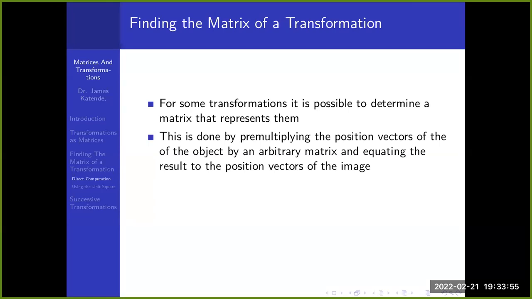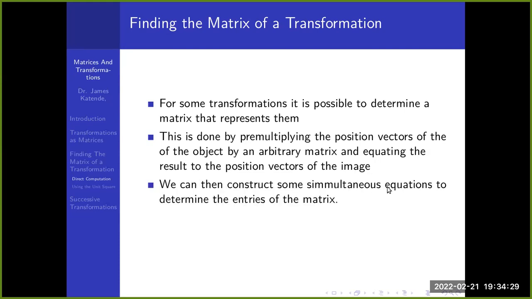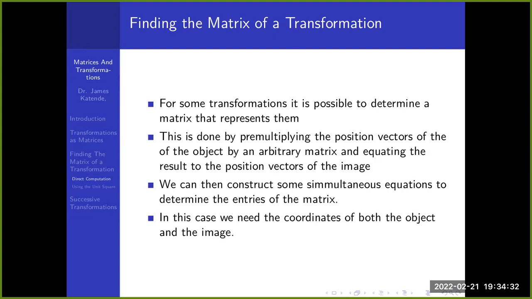One way to do this is, since you're given a transformation, most likely you have an object on which it has been applied. Since we're working with 2 by 2 matrices, you pick an arbitrary 2 by 2 matrix and multiply it by the position vector of the object, and equate it to the position vectors of the image. Once you equate them, you'll end up with some simultaneous equations which you can solve to find the entries of your matrix.